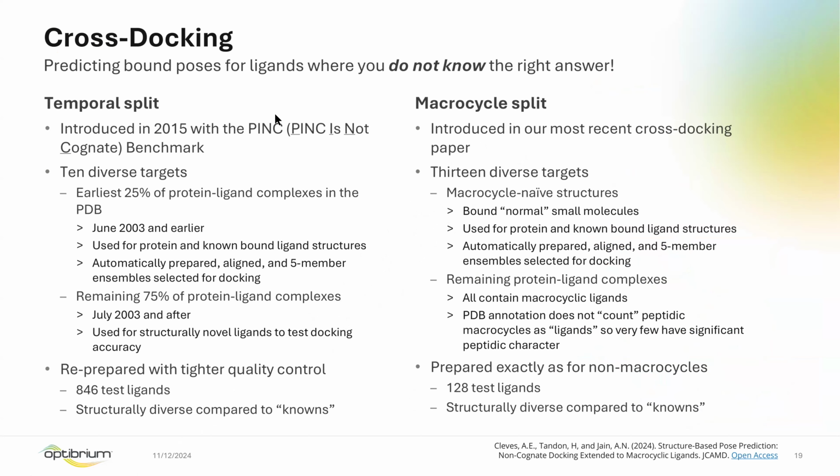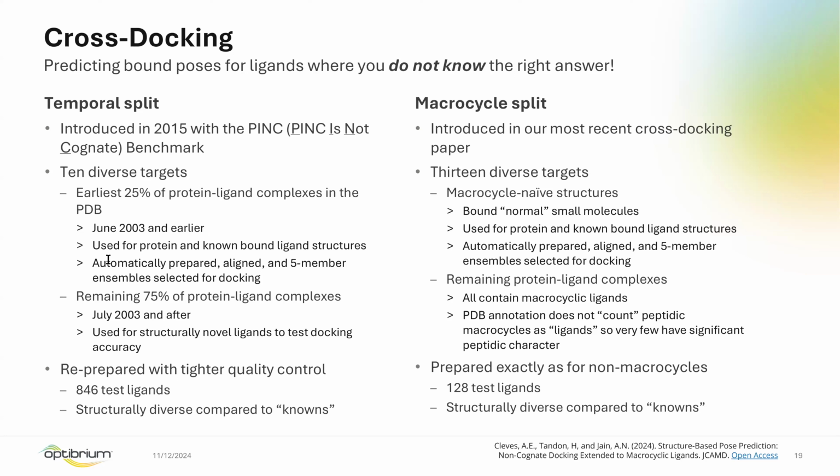All right, so Anne talked about this a little bit: we introduced the PINC data set in 2015, where we had 10 targets, nearly 1,000 ligands. We took the fraction of targets that were available from June 2003 and earlier, okay? This amounts to just a quarter of the complexes that are out there.